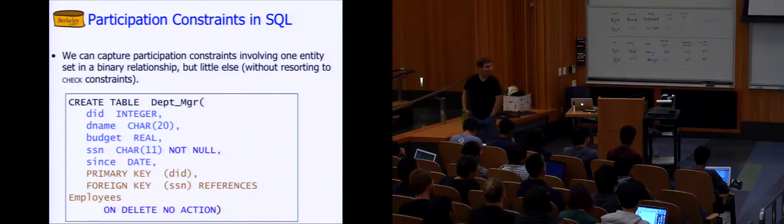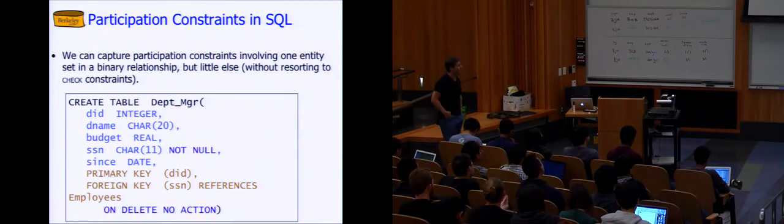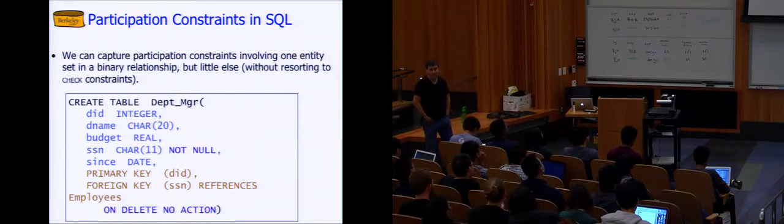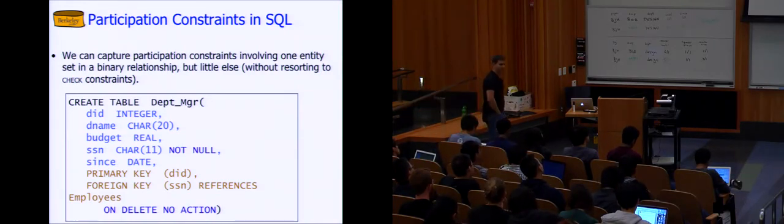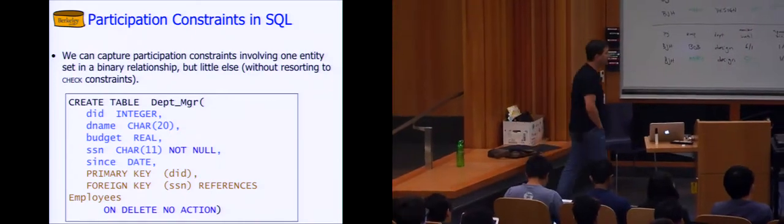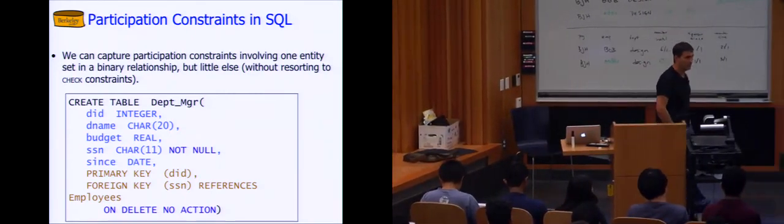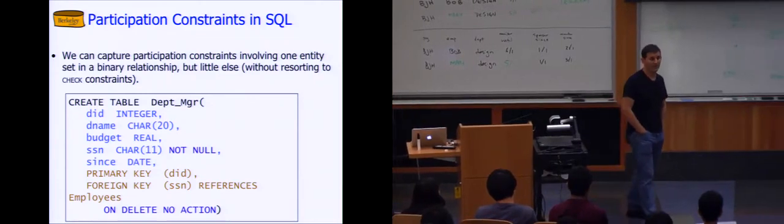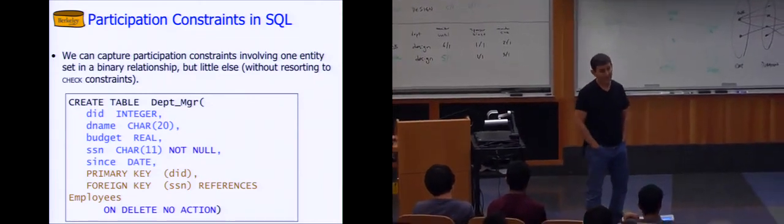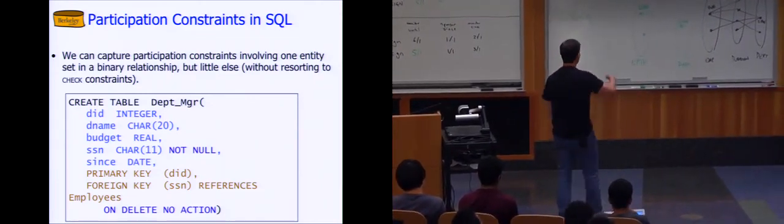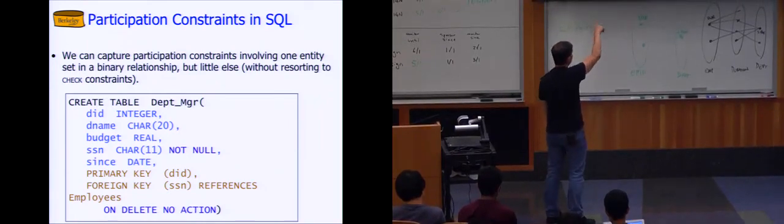Right here, you're not allowed to have a department have a null manager SSN. You have to specify the manager. Okay? You can't insert a tuple into this where SSN is null. And that enforces the participation. At least one. Okay? And in fact, exactly one, because there's only one department ID entry in this table.